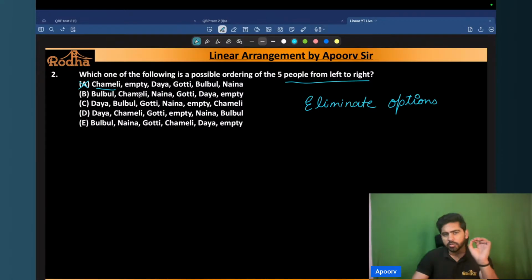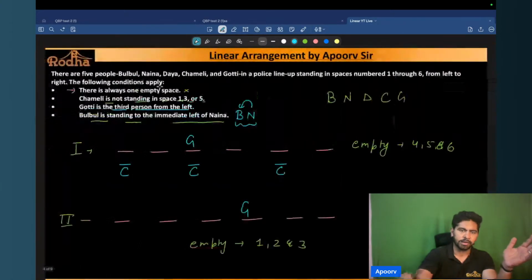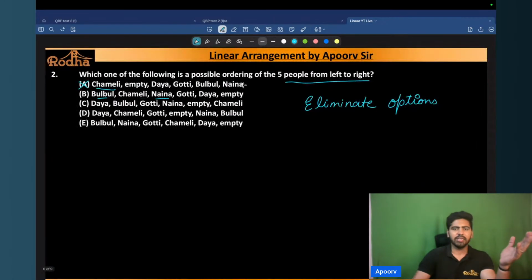Option number 2 also cannot be my answer. Why? Because Bulbul and Nana are not standing together. They are not standing in such a way that Bulbul is to the immediate left of Nana. As per the given condition, if you go back here, Bulbul was supposed to be to the immediate left of Nana, which is not satisfied in the second arrangement. So that is why this also cannot be my answer, right?